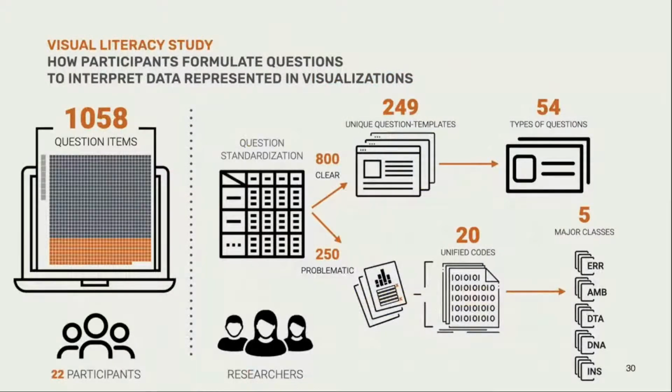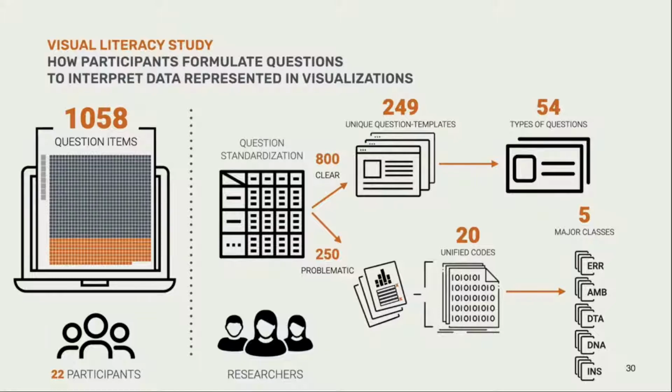To summarize, after collecting 1,058 questions from 22 participants, we classified the questions into two groups: clear and conceptually sound, and problematic. We derived 249 unique question templates from the clear group that describe the different types of questions people are expected to answer through each visualization.